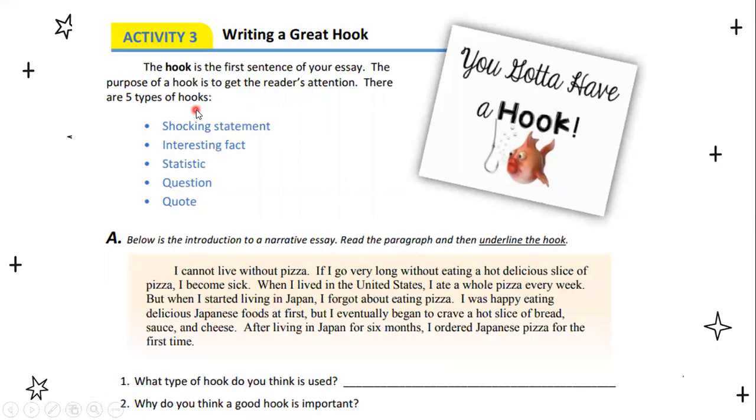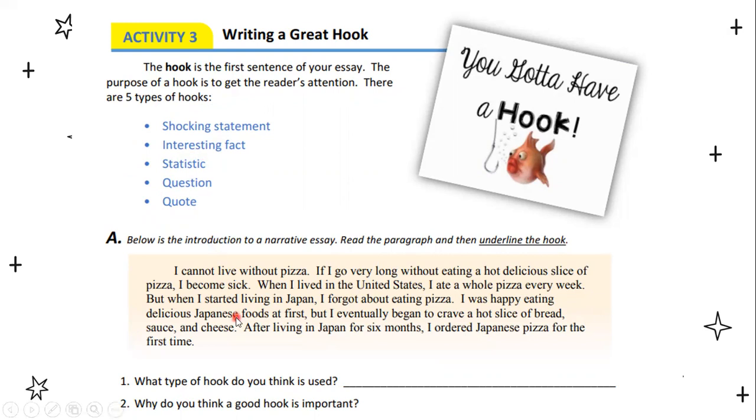Now, there are 5 types. You can choose your own and write your own. You can write a shocking statement. You can write an interesting fact. You can write some statistics like percentages: 50% or 90% of the American population do this and this. These are statistics. Or you can ask a question. For sure, all these should be related to our topic. Or you can write a quote, a famous quote. All these can be hooks. You can choose your own and write it as a first sentence to grab the reader's attention.